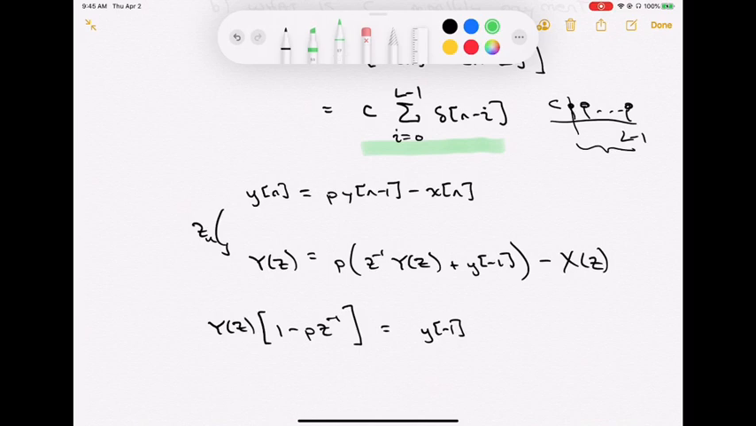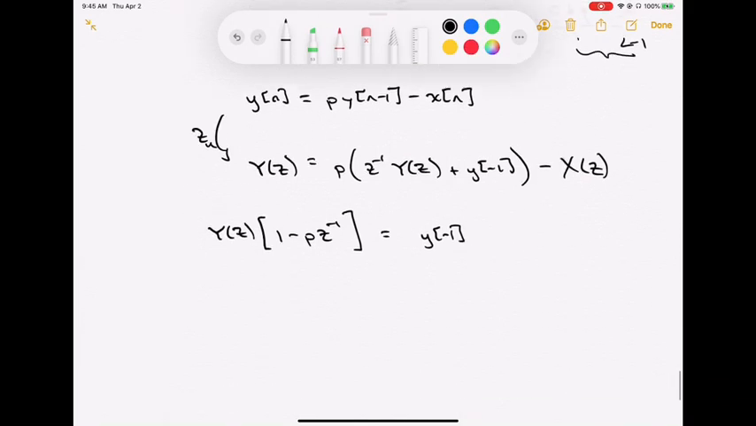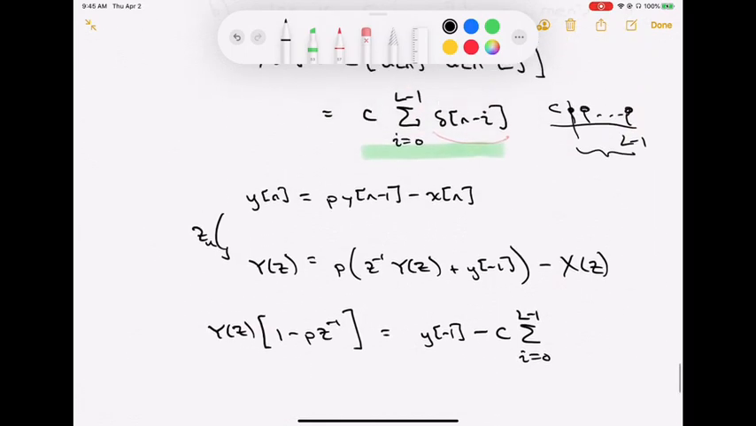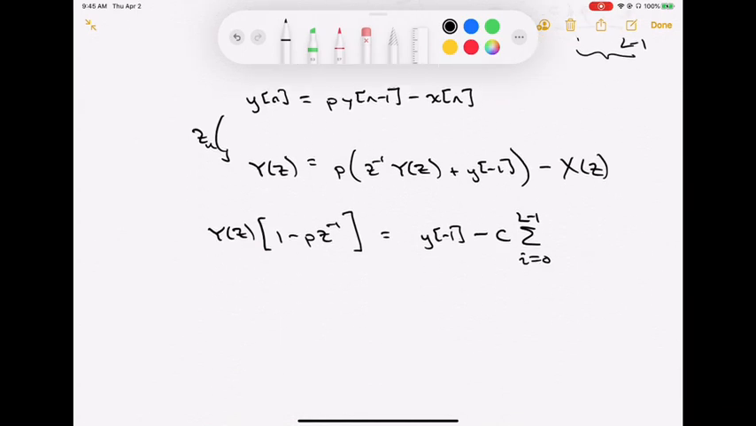What is the transform of a shifted delta function? That's a problem we looked at before. A shifted delta function just gives me a negative power of z if it's shifted to the right, which it is in this case. So the transform there is real simple. I'm going to get a minus c summation i equaling 0 to L minus 1. The transform of a sum is the sum of the transforms, and the transform of a shifted delta function is just z to the minus i, where i is that shift. So taking the z transform of that alternate expression for our input is really quite straightforward in this particular case.